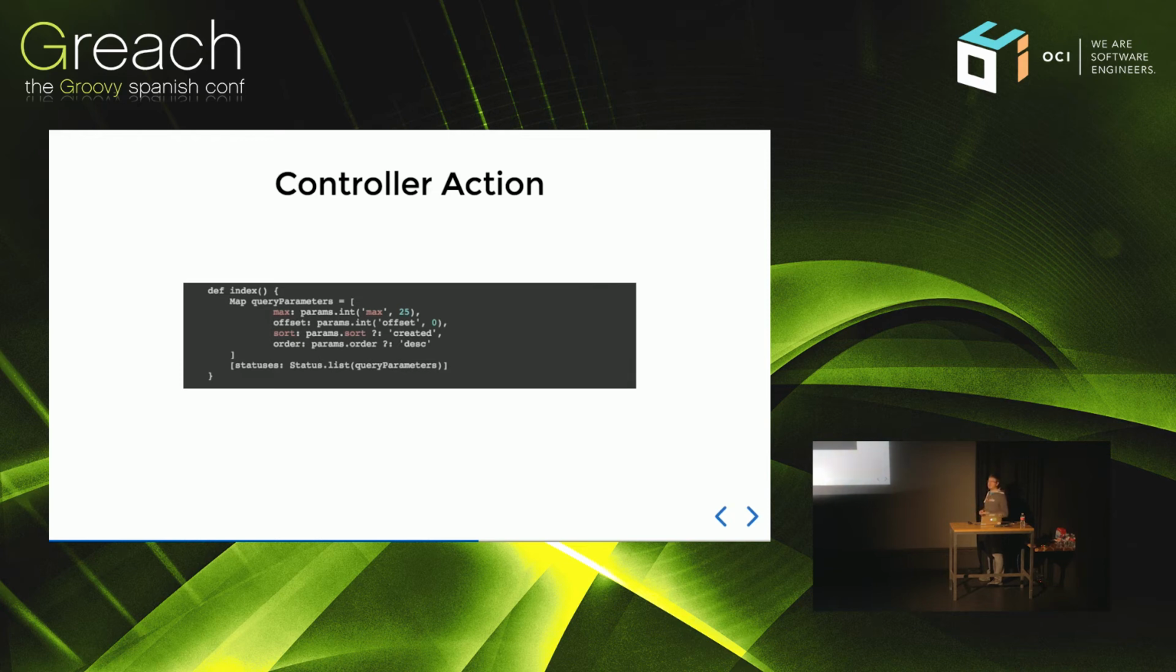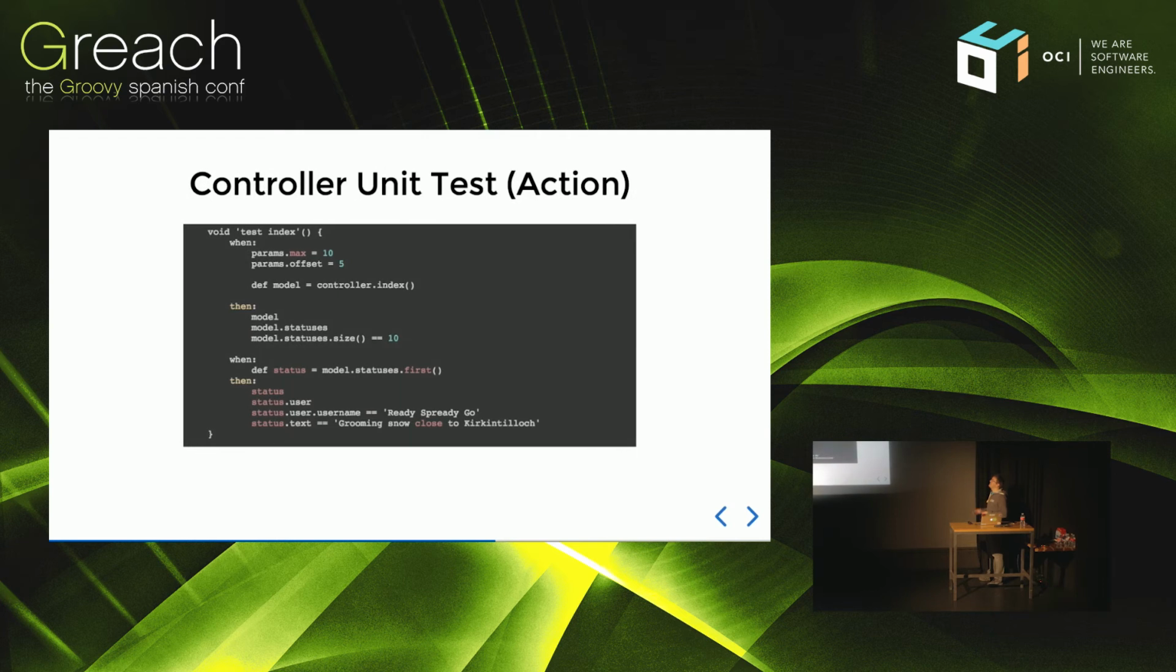So if we go the unit test way, we need to test everything in separate steps. Okay. If you may be familiar with the controller unit test, as I'm just returning a model, I can just set up some parameters like max and offset over here. I can call the controller method. This comes from the controller unit test trait. And okay, I get the model, get the statuses, and the size is 10. Okay, sounds good. Max 10, returns 10.